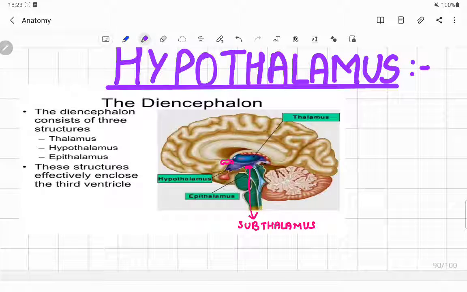Let's talk about the hypothalamus. The hypothalamus is part of the diencephalon. It is the basal part of the diencephalon. The diencephalon consists of three structures: the thalamus, the hypothalamus, and the epithalamus.